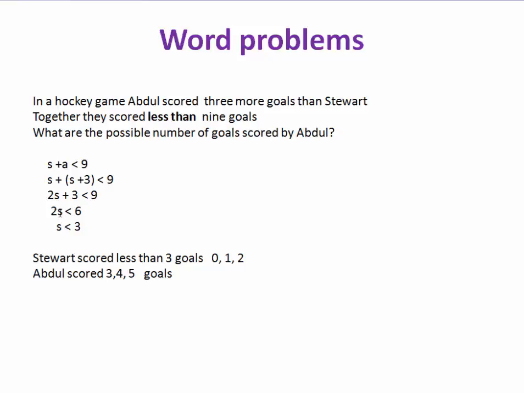So divide through by 2 to get rid of this 2. So S is less than 3. There's no equal sign here, so we're not going to include the 3 in our solution. So Stuart scores less than 3, which is 0, 1 or 2 goals, and Abdul then scores 3, 4 or 5.